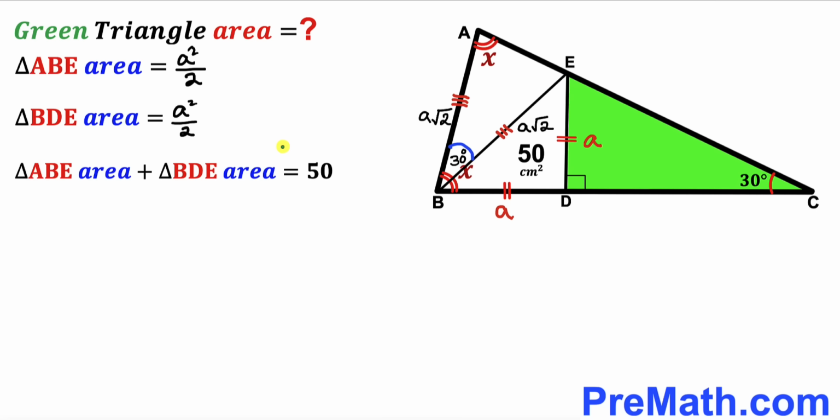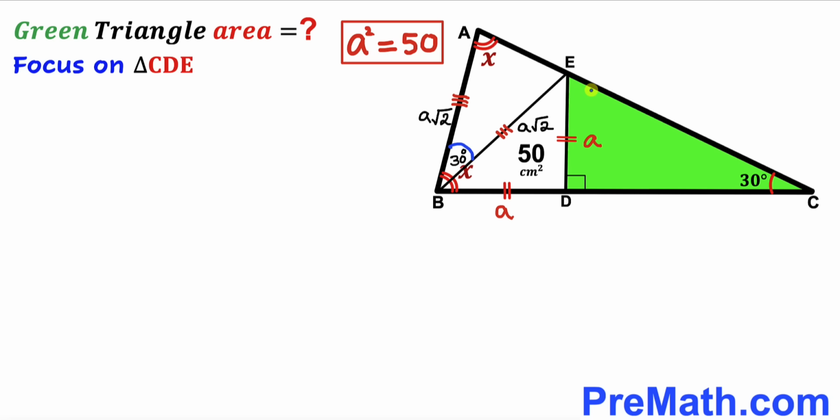And now let's recall this equation once again. The triangle ABE area plus the triangle BDE area equals 50. And here's our triangle ABE area, and this is triangle BDE area. Let's go ahead and fill in the blanks. So we got a square divided by 2 plus once again a square divided by 2 is going to be equal to 50. So therefore our a square value simply turns out to be 50.